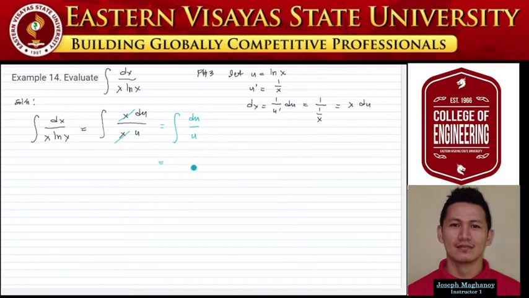So recalling our formula, we can apply ln absolute value of u plus c. We just need to recall our value of our u, which is ln x. So finally, our final answer is ln absolute value of ln x plus c.